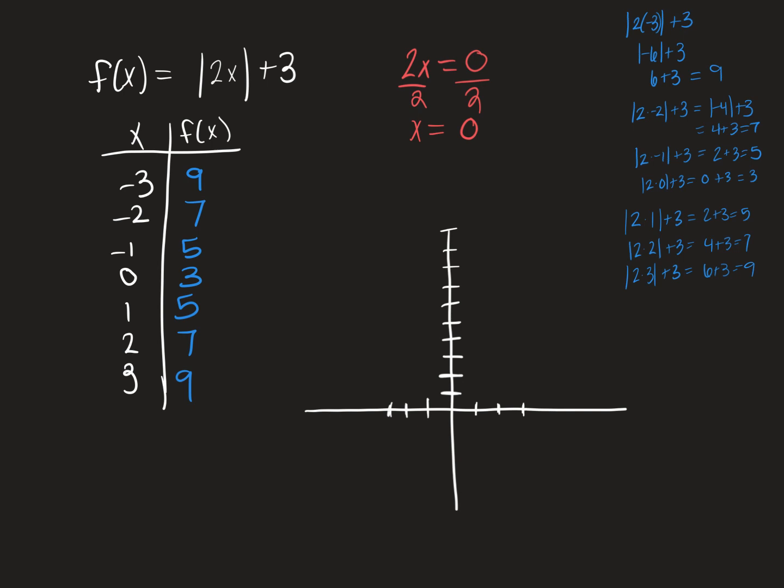Okay, so 3, 9, because I added 1. Negative 2, 7. 2, 3, 4, 5, 6, 7. Negative 1, 1, 2, 3, 4, 5. 0, 3. So it should be a little bit more narrow than the last one we drew, going upwards.